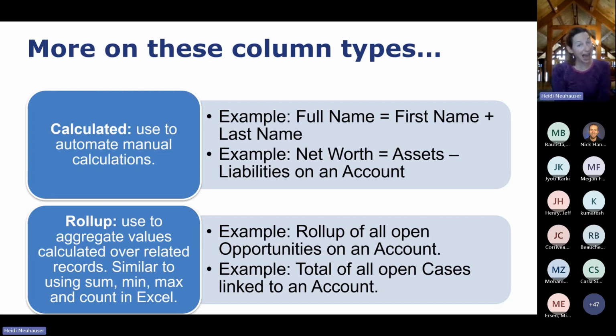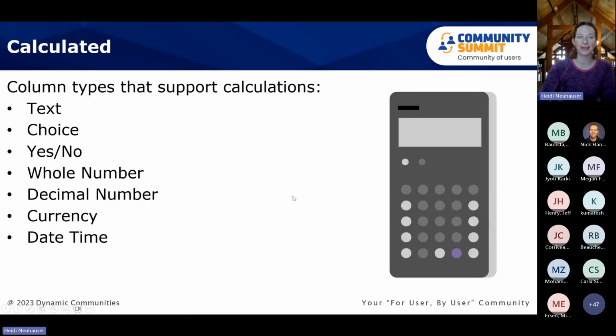Roll-up fields are used to aggregate. So similar to using sum, min, max, and count in Excel. A few examples that I've implemented: I want a roll-up of all open opportunities as the number on the account field. Then I can use that in a system view. I want a total of all open cases that are linked to an account. They're really cool when you combine them with other things.